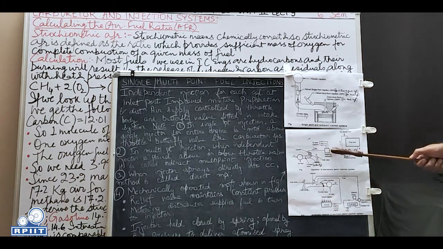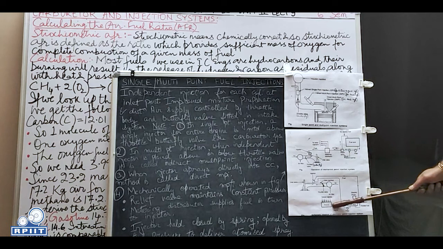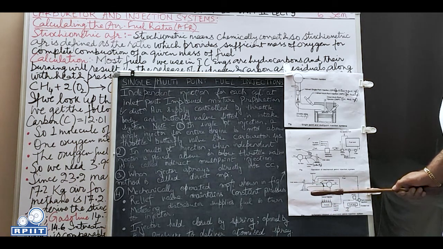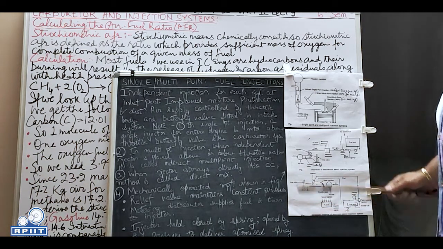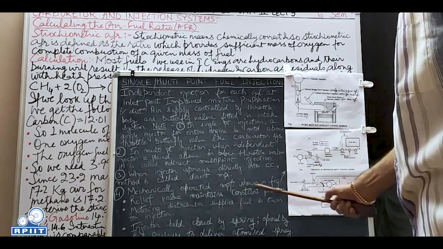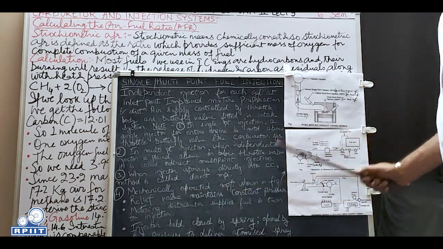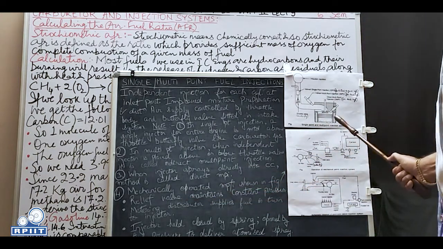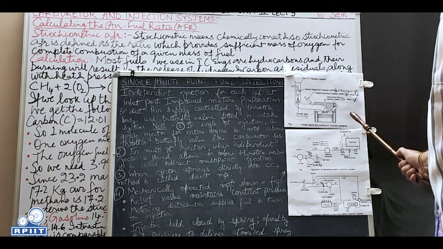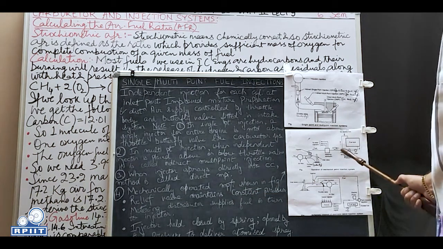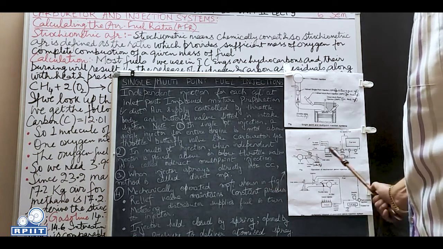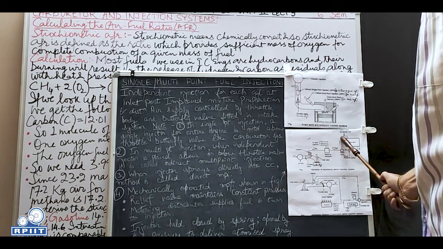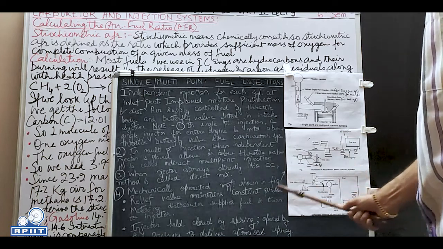So the difference is that the metering distributor has been replaced by electronics, the electronic control unit, and sensor signals from various points of the car engine. Mechanically operated MPFI is shown in the figure, this one which I explained. The relief valve maintains a constant pressure of 0.7 bar, sending the balance back to the fuel tank.